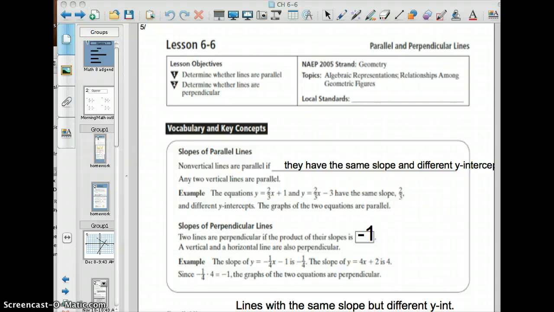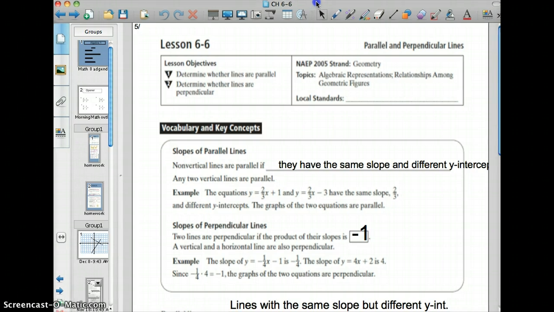Hi class, we're looking at lesson 6.6, which is parallel and perpendicular lines. Before you get started, please do the skills you'll need for lesson 6.6 found at the beginning of the section in your book. Again, you may stop this at any time, pause it, or replay it if you are struggling with any of the information.